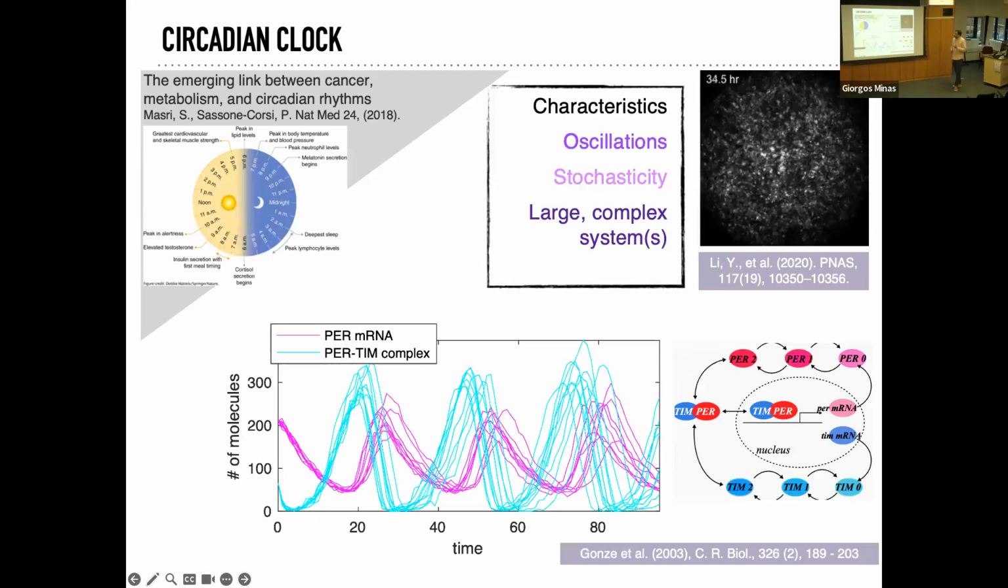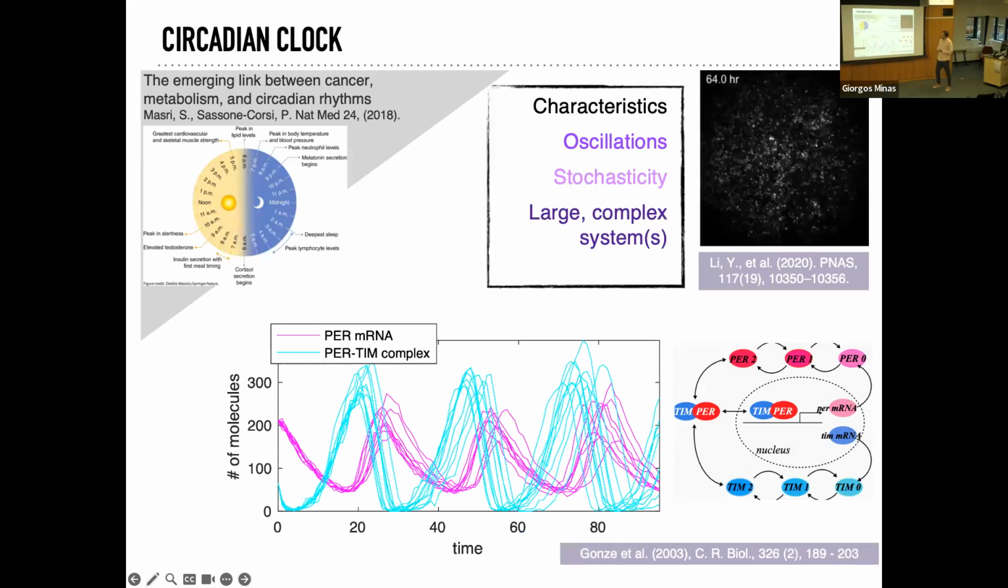So there are lots of things we want to know about the clock, but we do know that they present oscillations. They have these cycles, which are roughly 24 hours, that involve multiple genes, and they are interacting between themselves in non-linear ways and complex interactions. And the data are quite stochastic. They are quite noisy, and we want to understand this stochasticity.